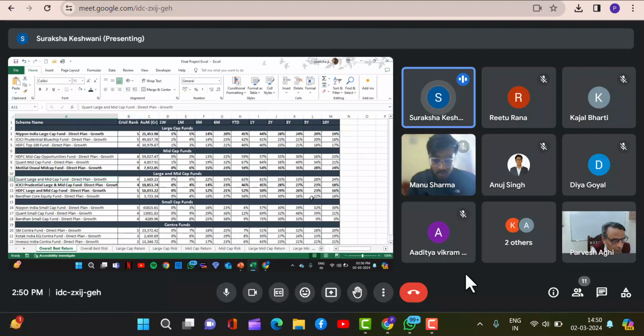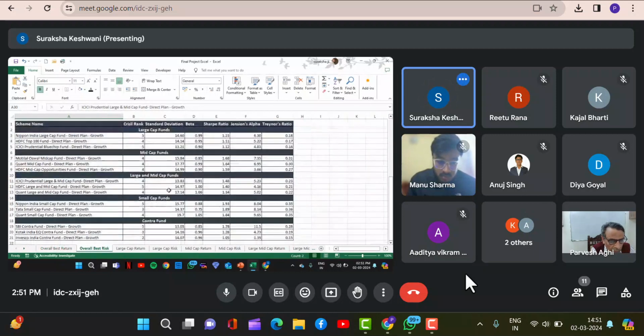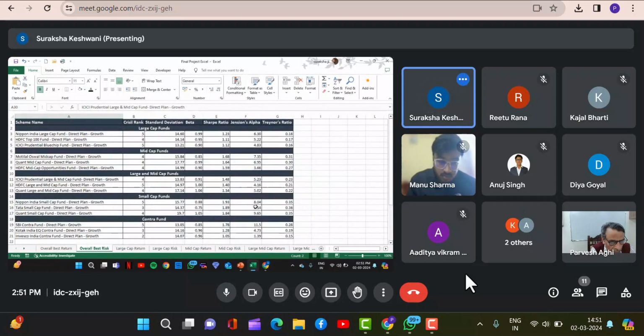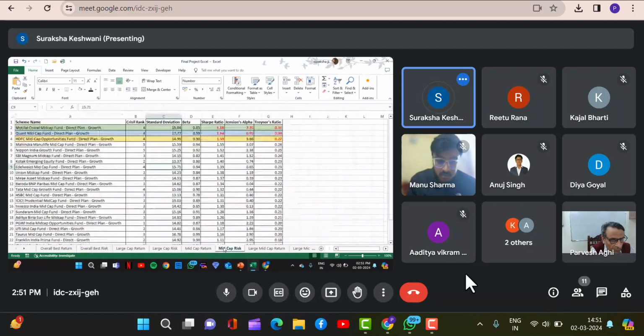But if we consider the other aspects as well, Quant mid cap is also performing very well, and it is a little bit inconsistent, but it is performing very well till the 5-year data. It has dropped in the 10th year, and the HDFC mid cap fund is also performing good. If we talk about the risk as well.